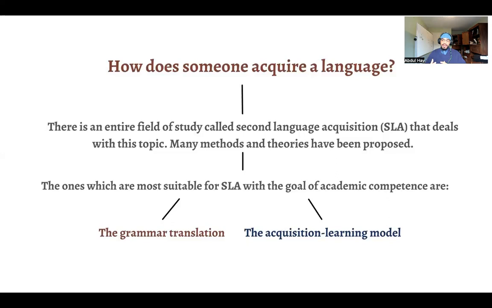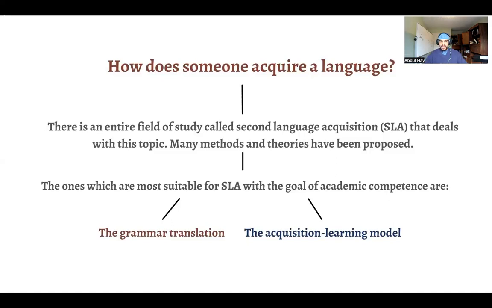For that, the best method will most likely be communicative language teaching, which is another method, but that's not what we're going to be using here. Why? Because our goal is to have academic competence, to use the Arabic language, first and foremost, to be able to read the Quran and understand it, read the books of scholars and understand them, and read the ahadith of the Prophet ﷺ and understand them. So with that in light, inshallah, these are the best methods that we should use. The ones most suitable for second language acquisition with the goal of academic competence are the grammar translation method, in red there, and the acquisition learning model of Krashen.